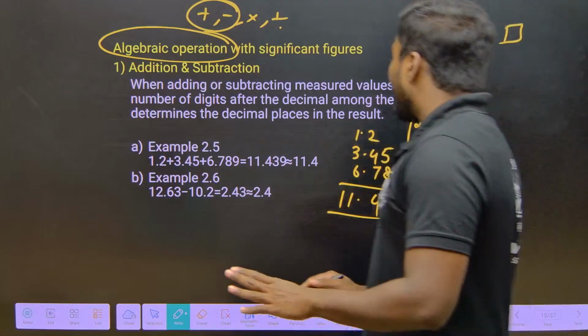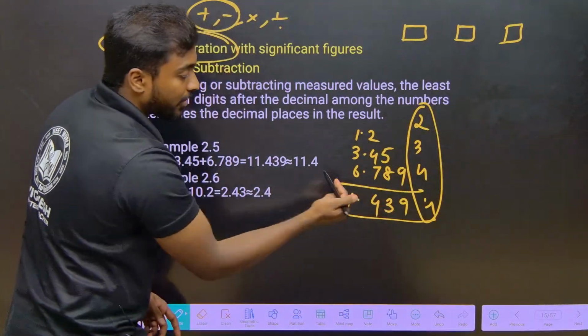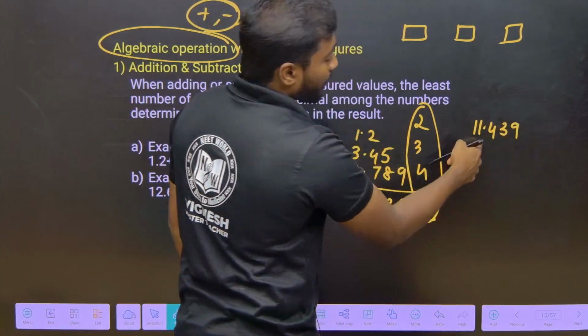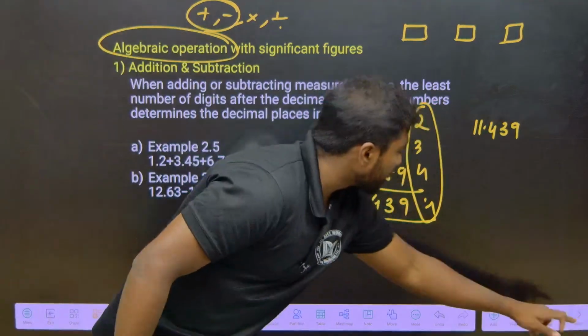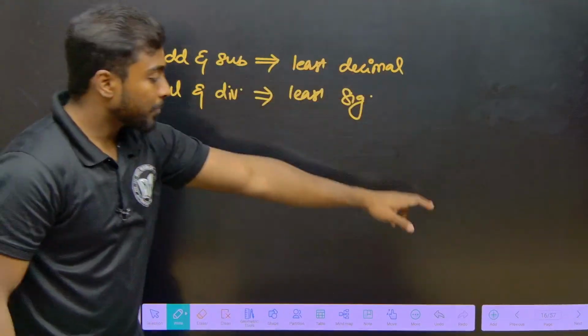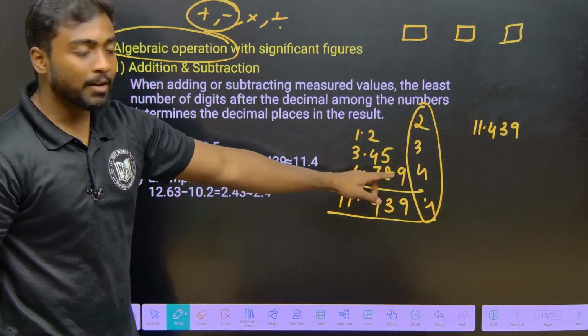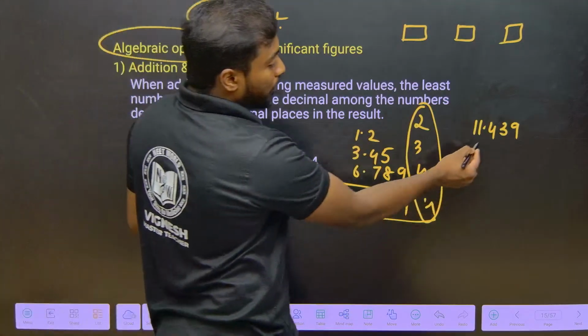Now the answer is 11.439. Only one decimal place I need to consider. For addition, I have said I need to consider the least decimal places. This has 1 decimal, 2 decimals, 3 decimals. I need to consider the least decimal, that is 1. Now round off to only 1.